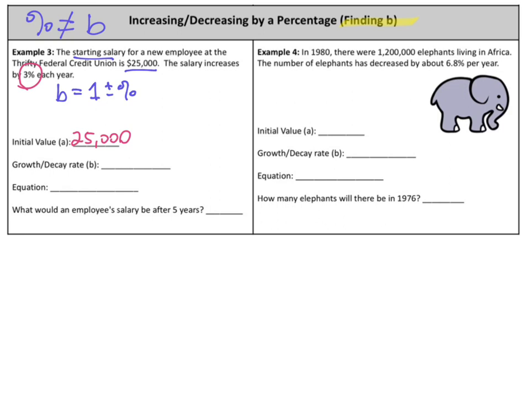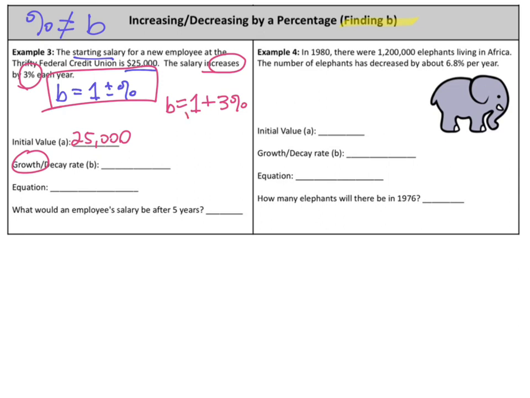We know that's the initial value. The growth or decay rate, we know it's by 3%, but what is it doing? Is it increasing or decreasing? It's increasing, which tells me it should be a growth, which means when we use this that I've just boxed here, we need to make it be bigger than 1. So we're going to add that 3%.